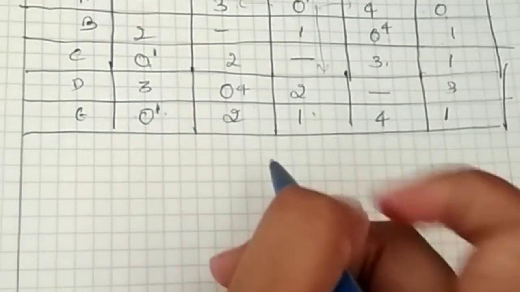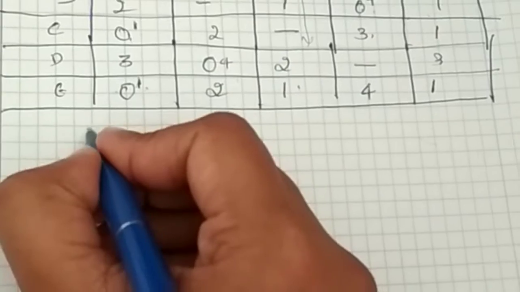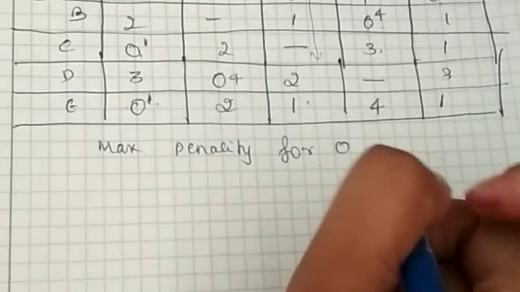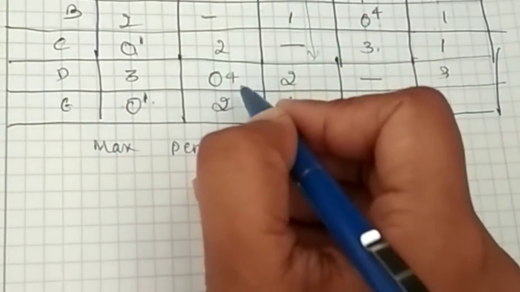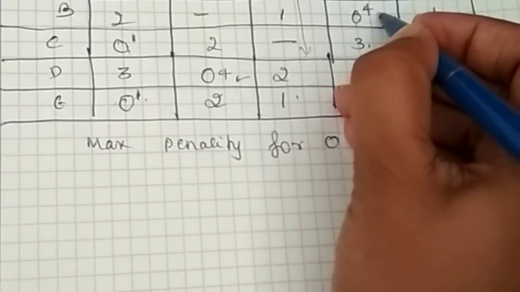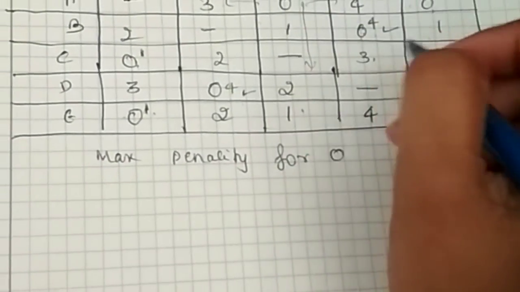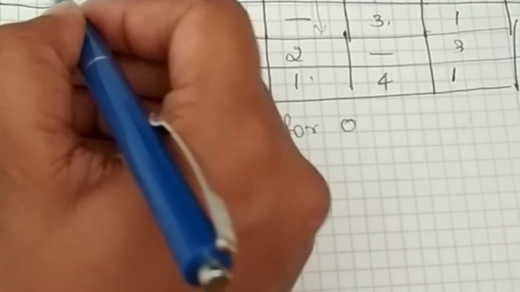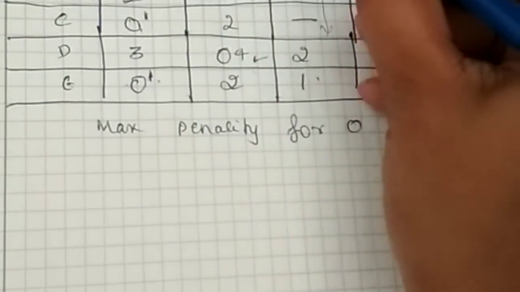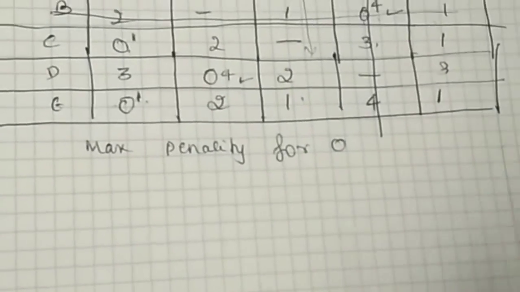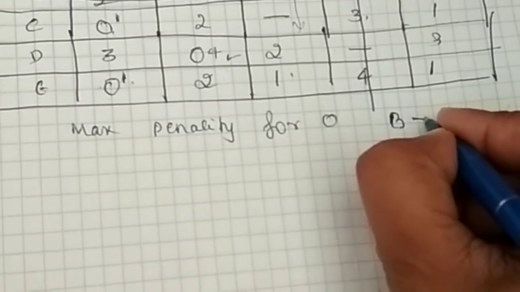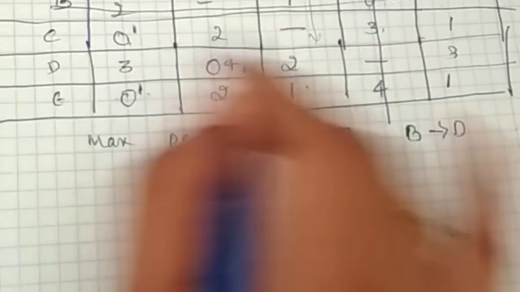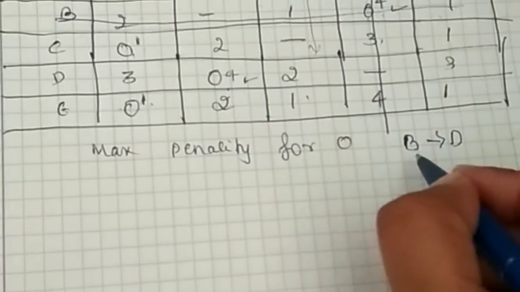So penalty is 1. So now you have to see what is the max penalty for 0. That means which row or column contains the maximum. In this case, we have D and we have this, right? Again, here also D row or D column. So you can strike any one here. That means let me take this, okay? So let me strike this one as a resultant. That means I have decided to go from B to D. Either I can take D to B. That is nothing but the same. But whichever one you are striking, you have to note it down.